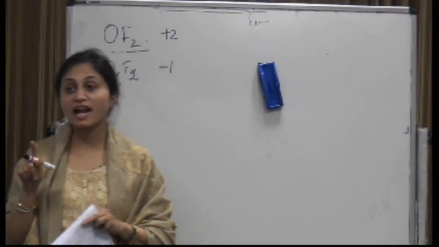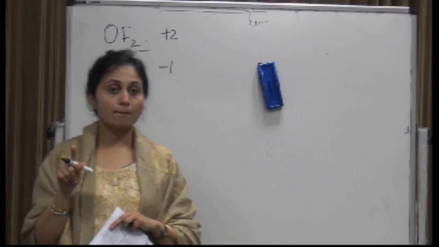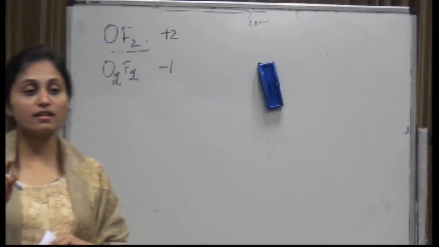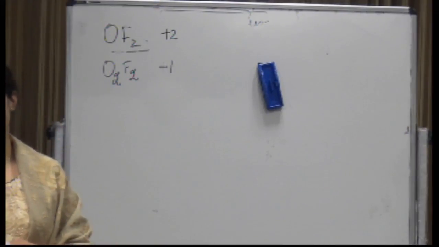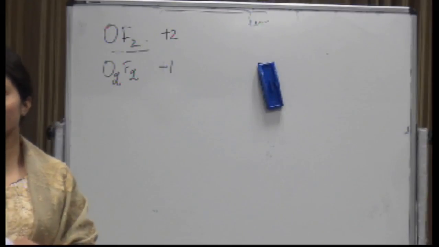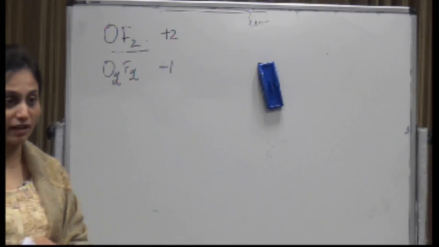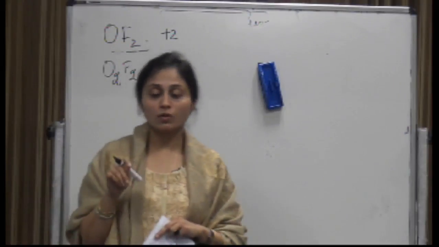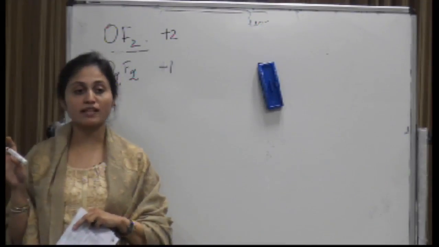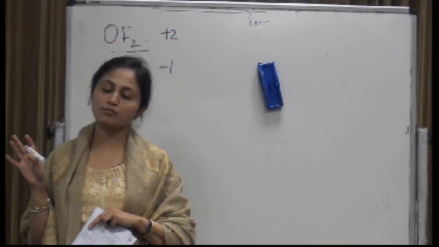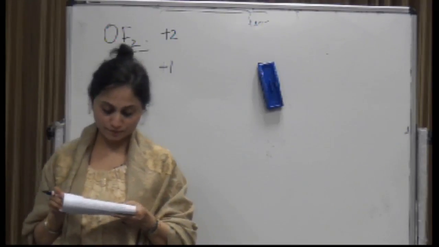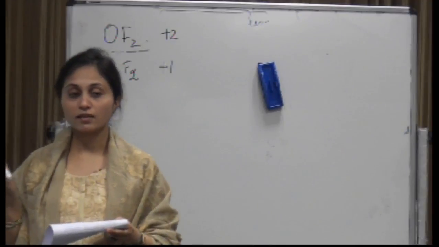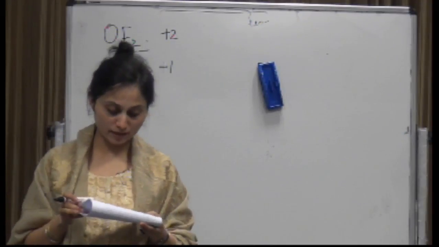But in metal hydride, it will be assigned -1. In metal hydride means sodium hydride, magnesium hydride, potassium hydride. In all these cases, it will be assigned an oxidation number of -1. Fluorine will always be -1.